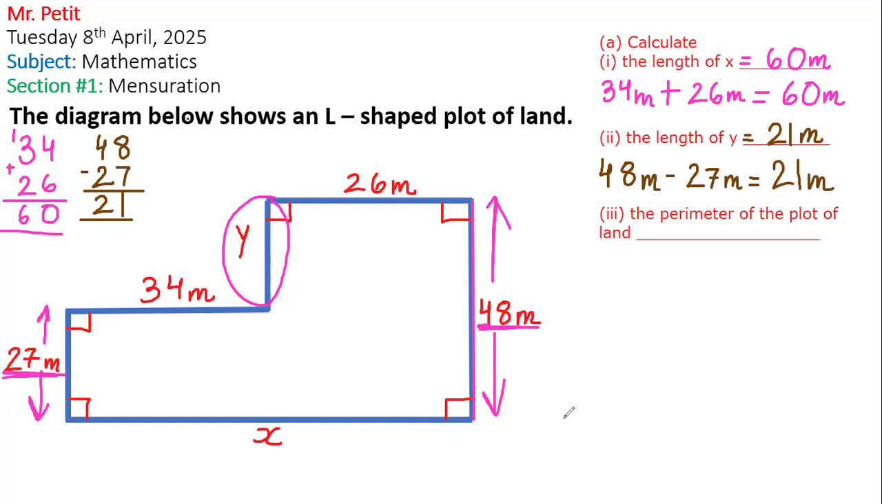Tarika, do you understand how I got 21 meters? How did I get that? You subtract 48 meters, take away 27 meters, and that equals 21 meters. Very good. All right. So now we know that.